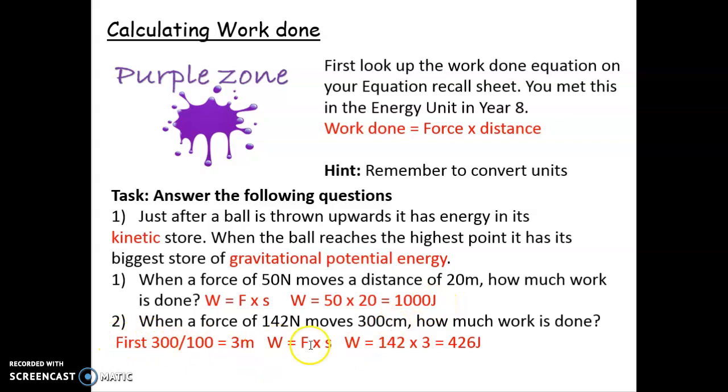Now did you spot on question number 2 that you had to convert the 300 centimetres into metres first? So that's the first job you do, unit conversion. Then write out the equation, substitute in the numbers you know. There's your force, 142 newtons, and there's your distance measured in meters. Multiply those together and we get 426 joules.